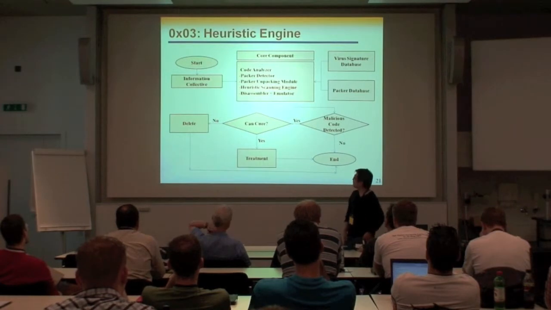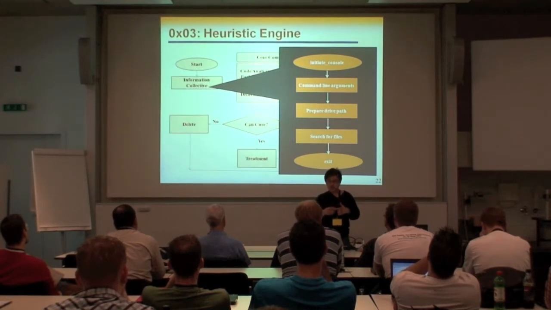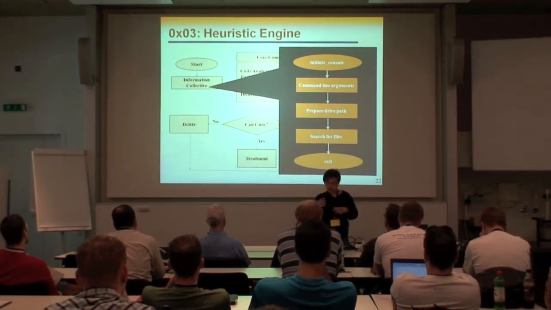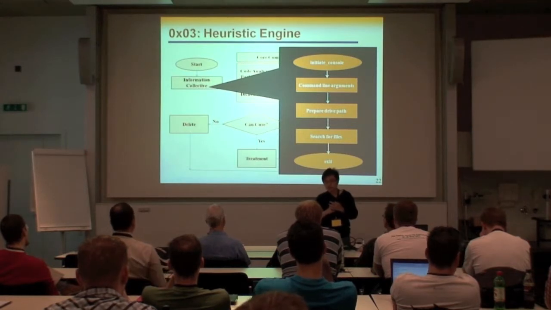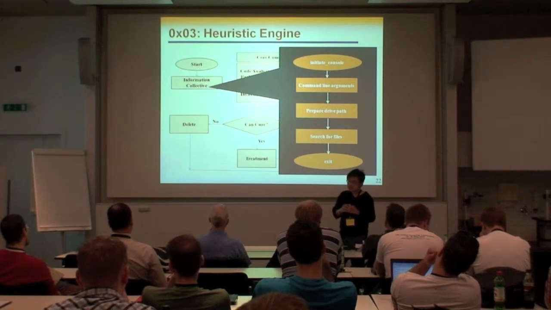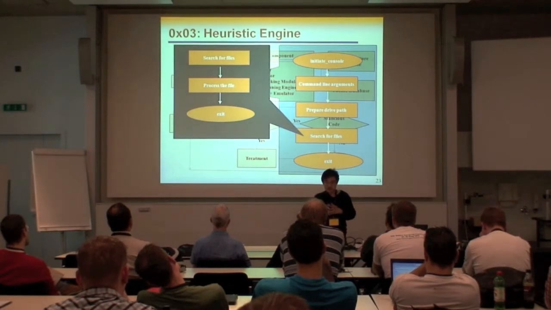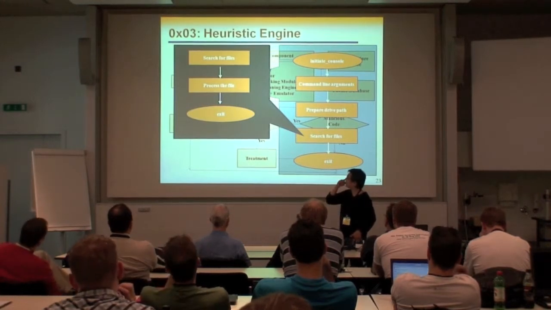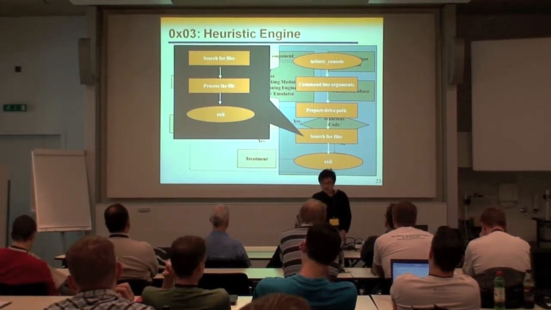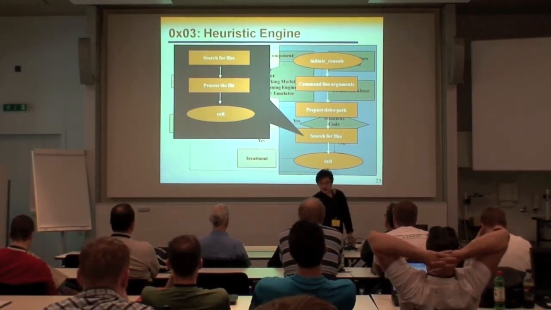Let me go through the heuristic engine design. The toolkit will start with the information collection portion. This portion is very important to collect all the important information of environment variables such as command parameters, prepare the drive path for the scanning process, and start searching for the target file in the drive. In the search for file routine, the most important part of the code is the process file routine. When the code enters the process file routine, it means that the toolkit has already found the target file and starts to proceed to the next step.